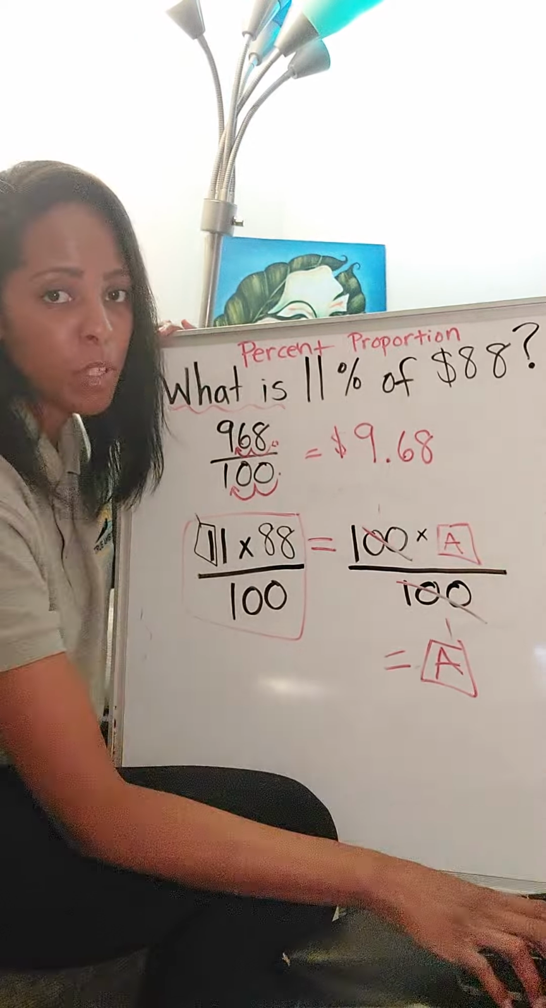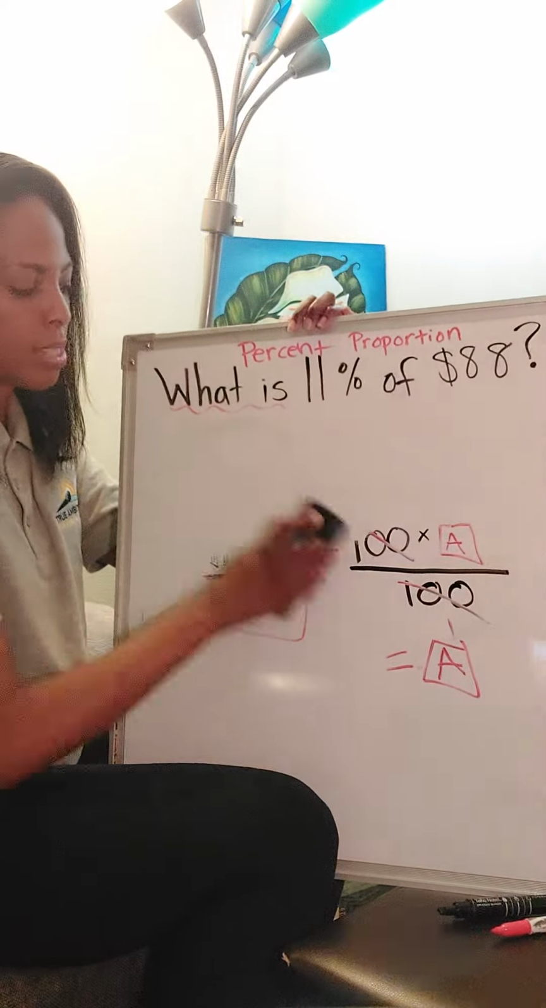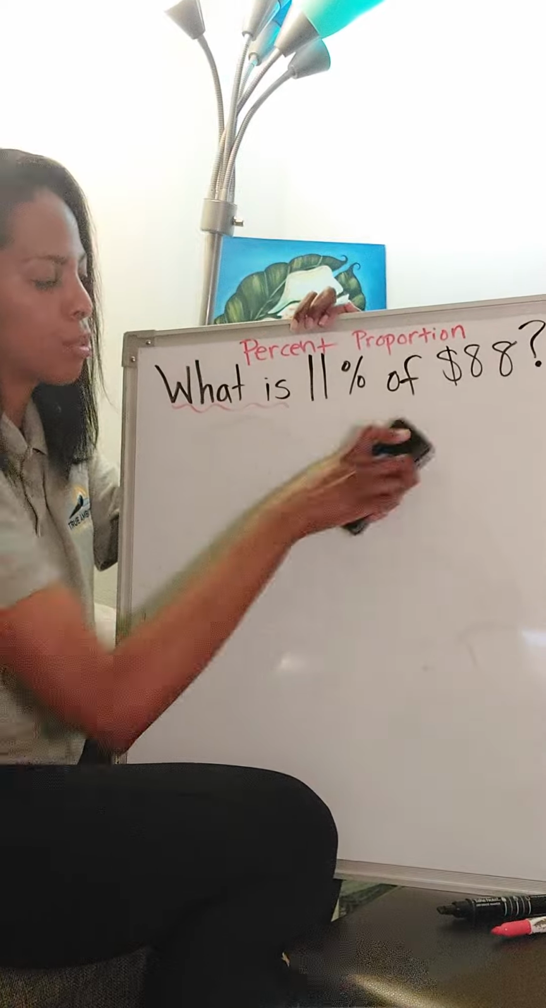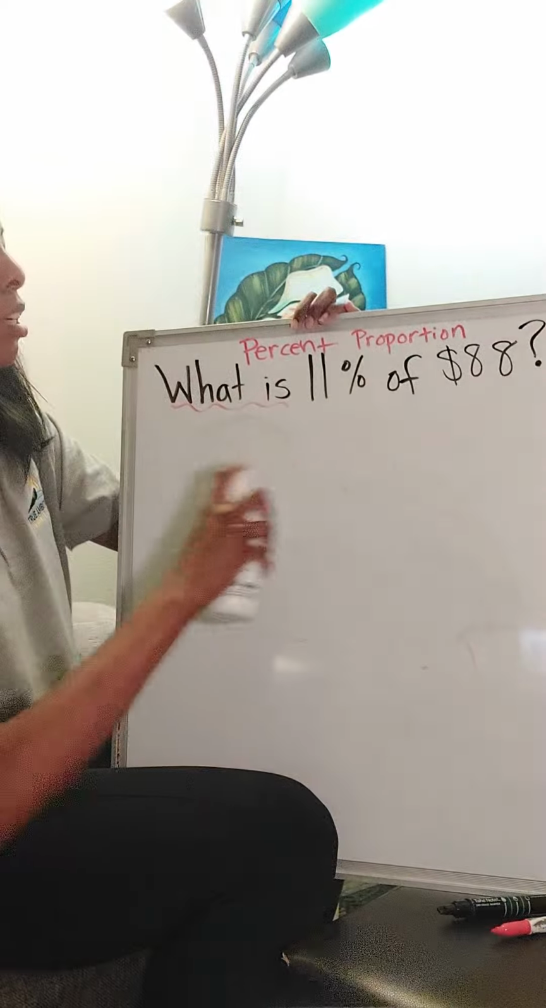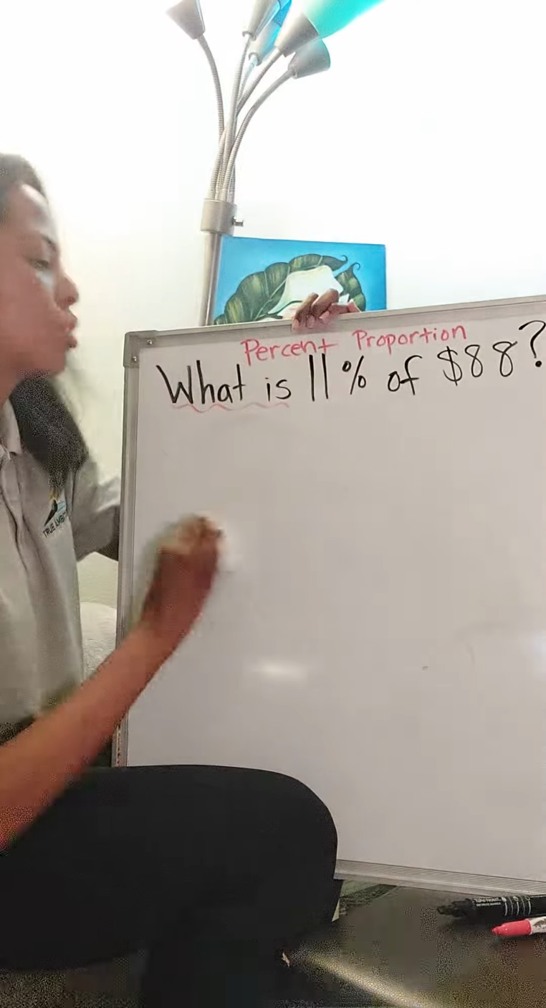Now that was with cross multiplication. For those of you who did not want to see the cross multiplication, I'll show you what I do. For those of you who really don't like the cross multiplication version, okay?